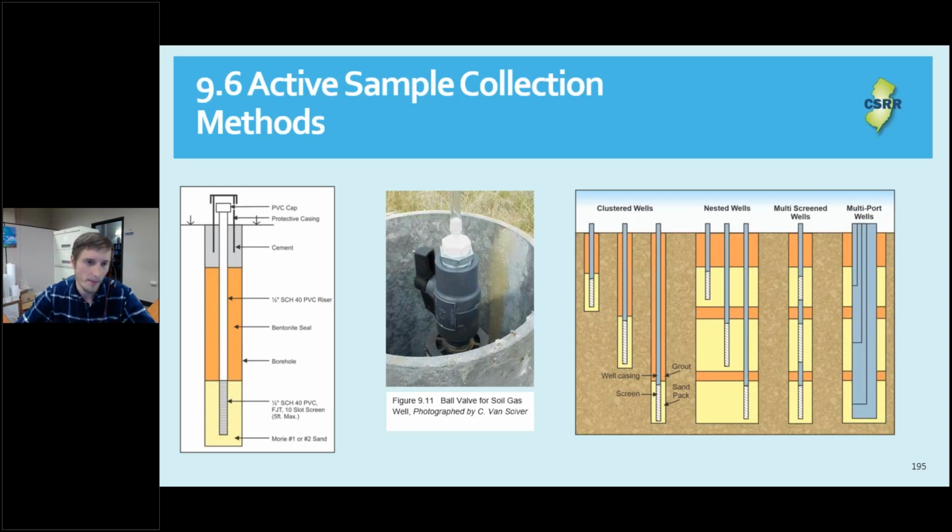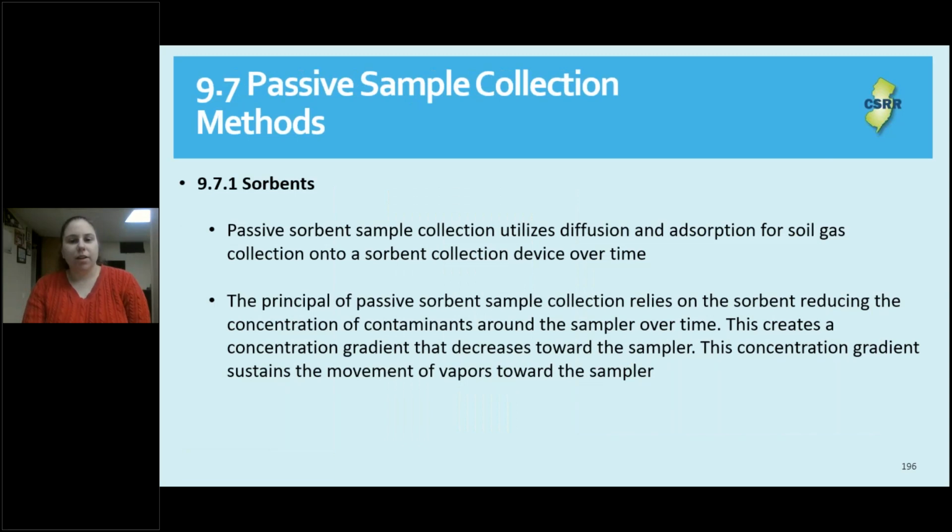Next slide, please. Hello, everyone. I am Carla Macaroni, and I work in the Bureau of Environmental Measurements and Site Assessment, specifically in the Site Assessment Group. I will be discussing the passive soil gas sampling portion of Chapter 9. This method passively collects soil gas through sorbents utilizing diffusion and absorption. The concentration gradient is formed, pulling the vapors to the sampler.